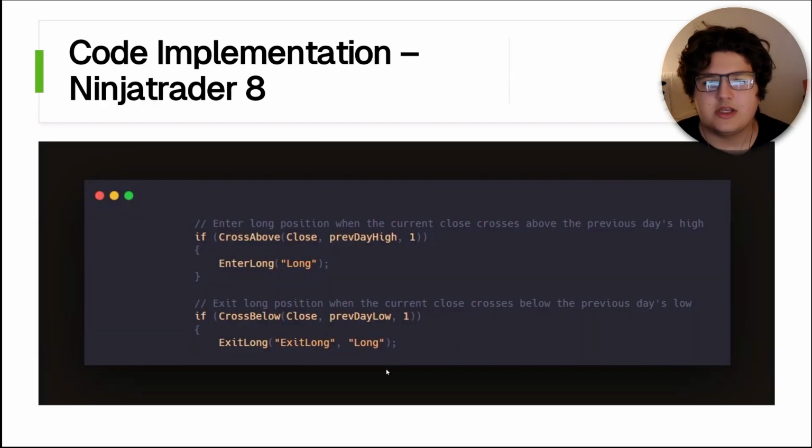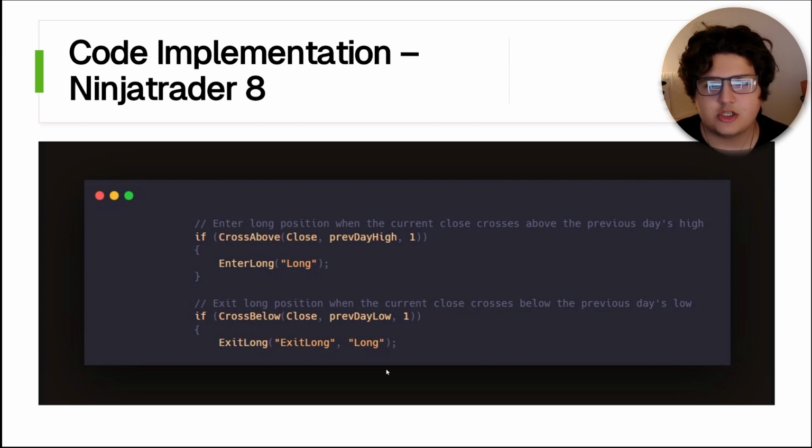Next, let's see how we would actually implement this in code. This is an example for NinjaTrader 8. If you're unaware, NinjaTrader 8 is a platform that is primarily used for futures trading, but it also has connectivity to Forex and stocks. My personal data provider for NinjaTrader 8 is Rithmic and Kinetick, and that allows me to backtest using NinjaTrader and also automate my strategies using NinjaTrader.